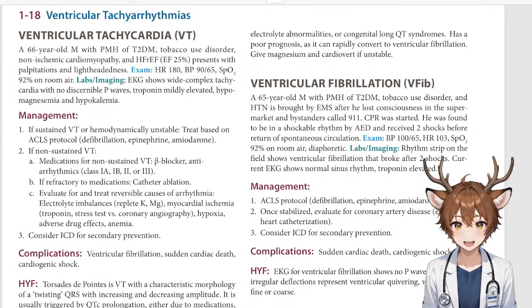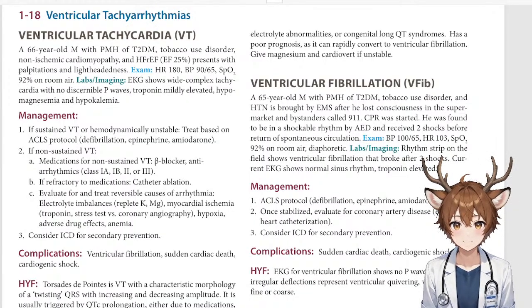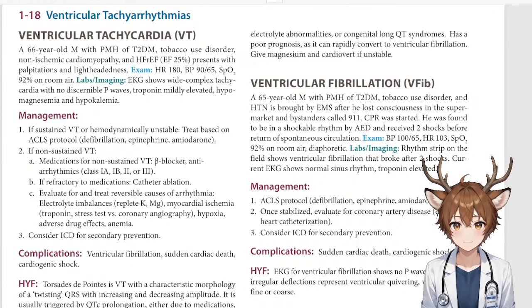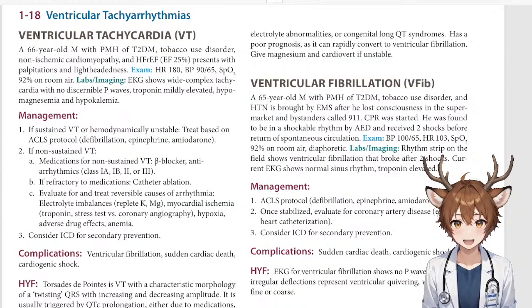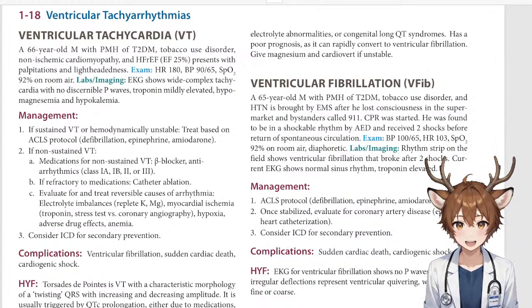If it's non-sustained ventricular tachycardia, then medications for non-sustained VT: beta blocker, antiarrhythmics like classes 1A, 1B, 2, and 3. Just look those up if you don't know what those are. I can't say that I know off the top of my head for a lot of those things, so I'm going to have to review that myself. If refractory to medications, catheter ablation.